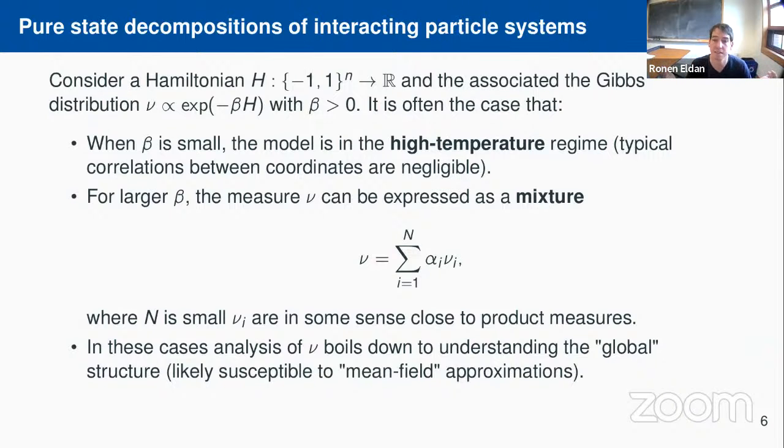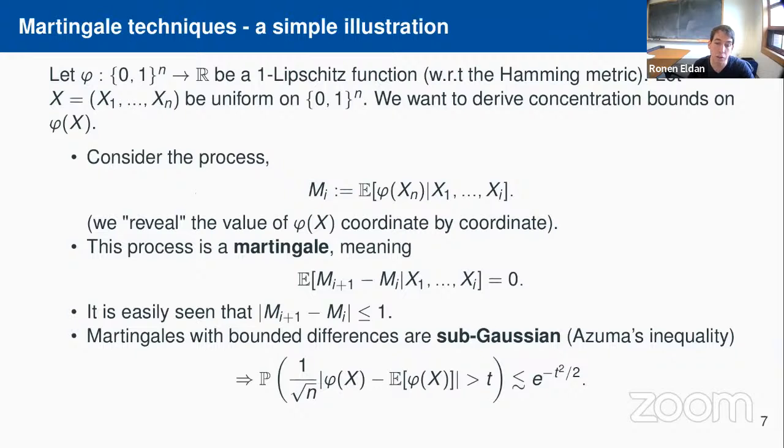And in this case, the analysis boils down. Basically, there's a global structure, which is just understanding what those measures are. And the local structure is much simpler. So there is an underlying simple structure to the measure, and we'll touch upon this later more concretely. Okay, so as I mentioned, in this talk we'll introduce an approach which should help us prove the sort of things we have just seen.